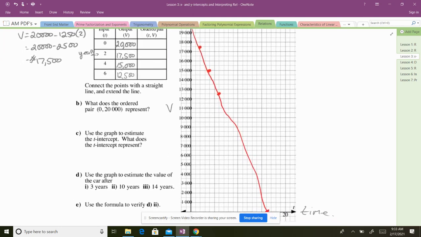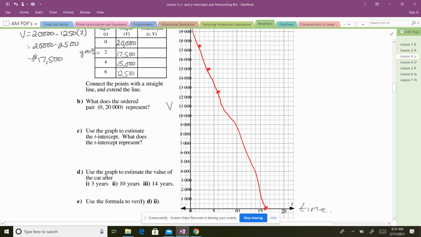Now, we are going to answer some questions here. What does the ordered pair 0 and 20,000 represent? Yeah, how much you paid for the car. How much you paid, or Lisa paid.